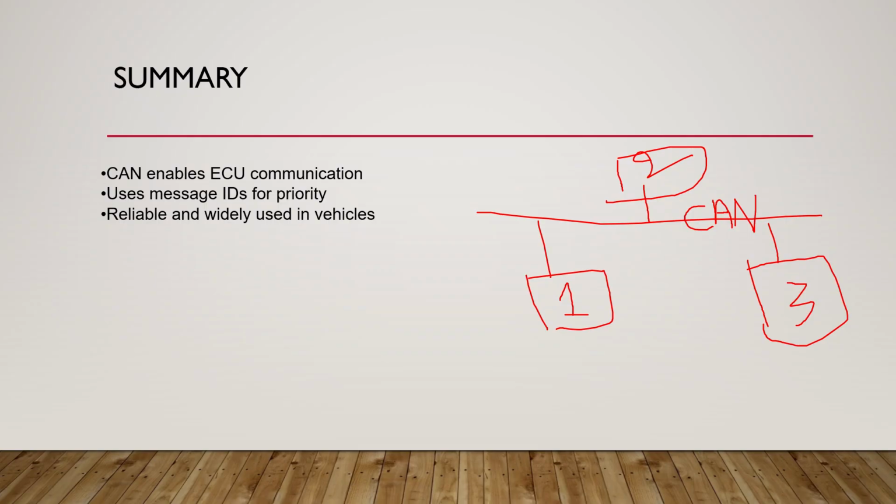And it decides priority using message IDs. So among these three ECUs, which has to send first is based on the arbitration process, that is, the lowest ID has the highest priority. That's why it is widely used in vehicles.